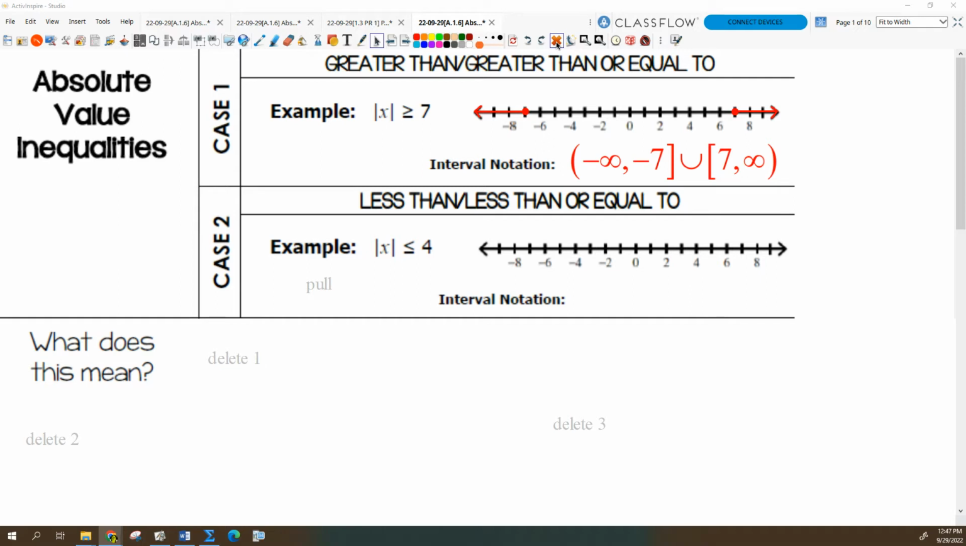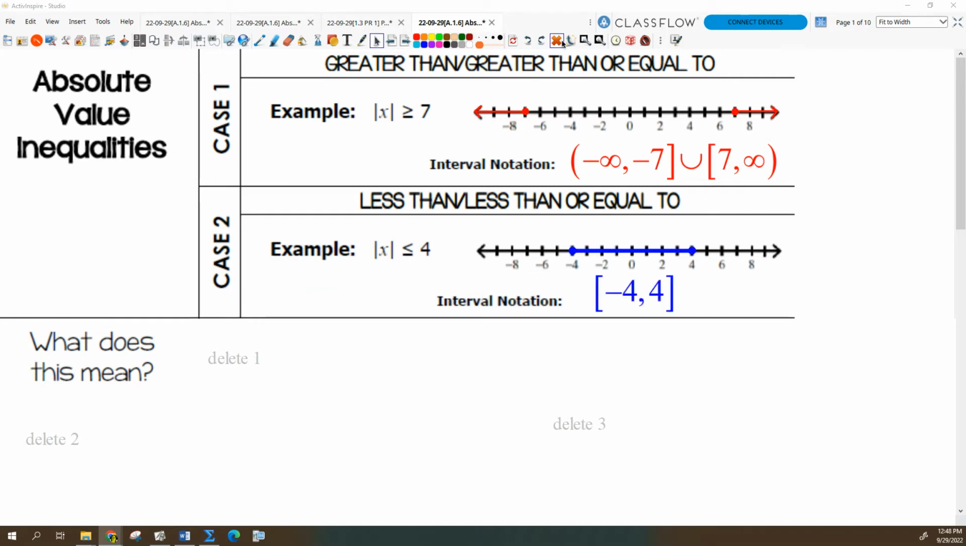Different one. The absolute value of x is less than or equal to 4. Let's test some values. How about 5? Doesn't work. How about 4? 4 works. How about 3? It does work. How about -3? It does work, doesn't it? Because when we make it positive with absolute value, it's still less than 4. -4? Yep. -5? No.